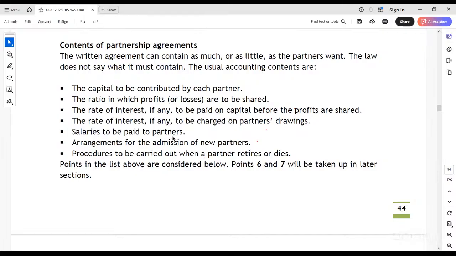Salaries to be paid to the partners. We have to also talk about the arrangement for the admission of a new partner. If there is a new partner who wants to join, what are the procedures?